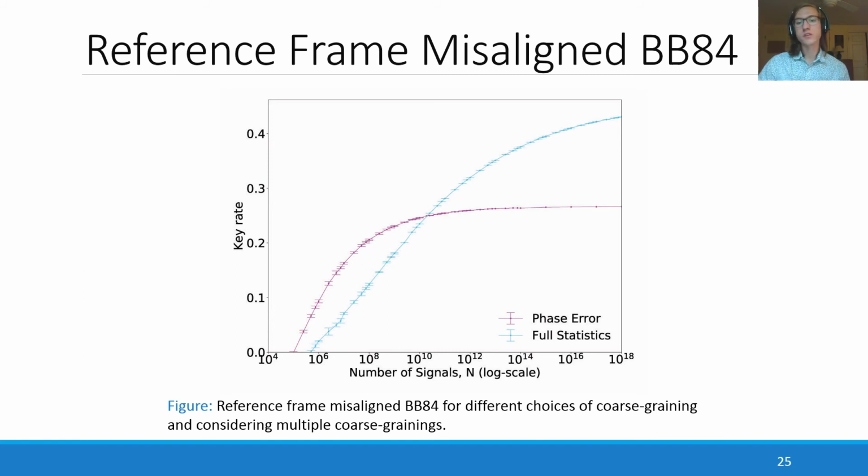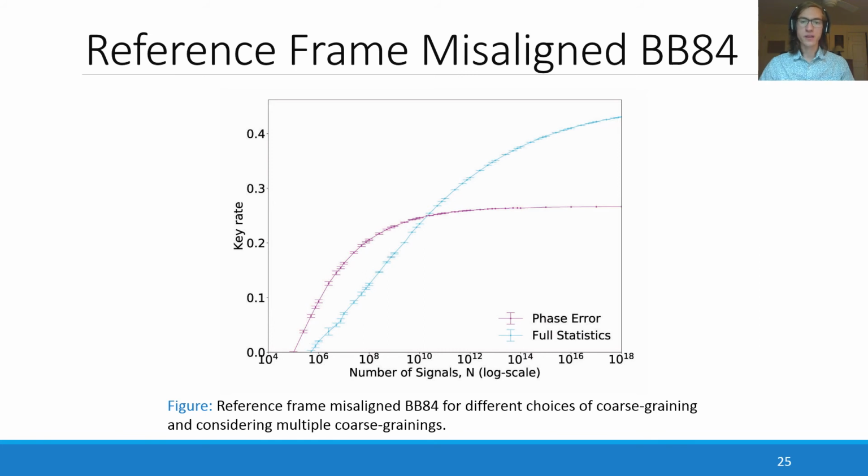However, in the large signal limit, we see that the fine-grained statistics does better, and this is because it can detect this unitary that we were just talking about and undo it, so it gets a better asymptotic key rate. And so it looks like there seems to be this trade-off between undoing these sorts of effects and considering the coarse graining so that you get a better key rate in the small signal limit.